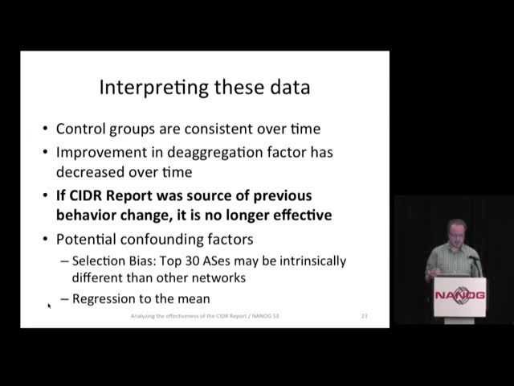And similarly, regression to the mean. What this means is that when you appear on the CIDR report, you necessarily appear there because you're doing something weird, you're an outlier. And so it might be an accident, and then you go back to being normal. And it's possible that we could be measuring that return to normal rather than actually an improvement caused by the CIDR report. Again, these are difficult to control for because I'm using historical data and not something where we set up a nice controlled experiment.